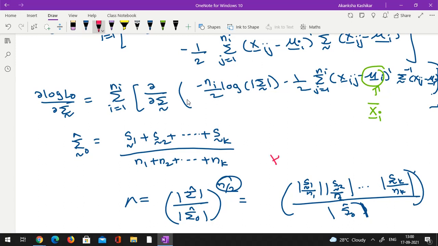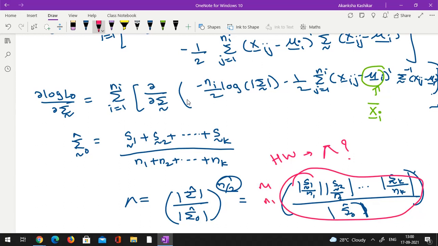So homework is to find out this lambda. What would be lambda? It will be something of this sort, but of course there are many mistakes because I have to worry about n1, n2, etc. So homework is to come up with this test statistic. Is it clear? Yes. Okay.